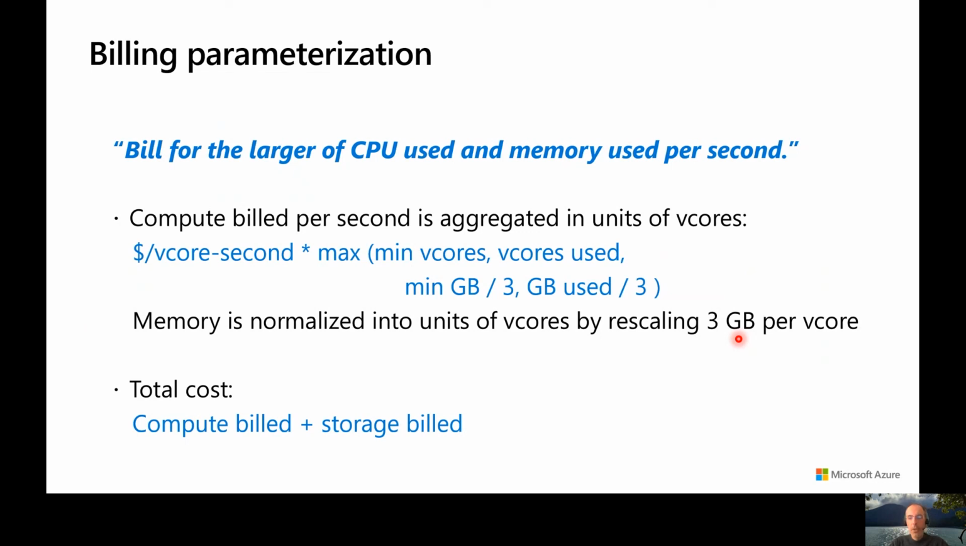And so that leads to a certain number of vCore seconds that accumulate over time to determine the compute bill. So you take those number of vCore seconds and multiply them by the unit cost, or the dollars per vCore second, and that will produce a total cost for compute to which storage is billed to determine the total bill for the database.